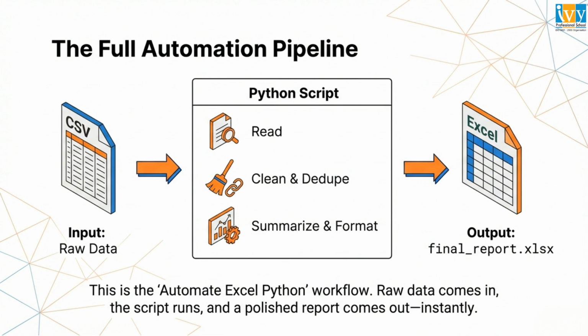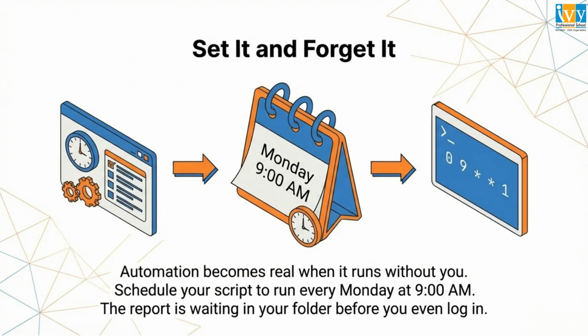So let's connect everything. Raw data comes in, Python reads it, cleans it, summarizes it, formats it, and a finished Excel report comes out automatically. This is when automation becomes real. When the script runs without you. Schedule it. Run it every Monday morning. By the time you log in, the report is already waiting.